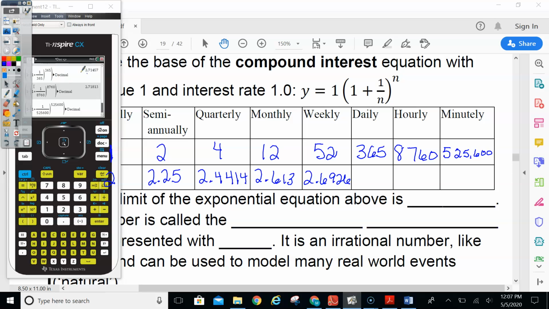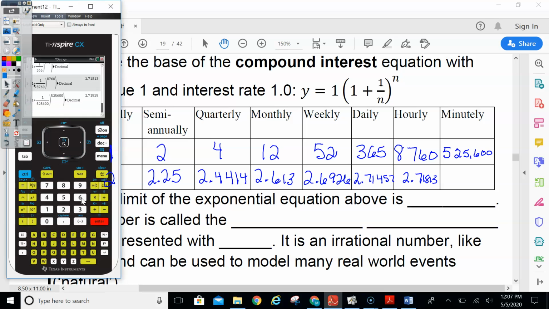Okay, so then 365 is 2.71457. Hourly, the 8,760 is 2.71813. So again, you can really start to see that it's becoming the same number. And then the minutely, we get the 2.71828 number that it approaches. So again, I could go secondly, but it's not going to be very much different than this number right here. I mean, it's probably not going to be any difference if I'm rounding to 4 decimals.